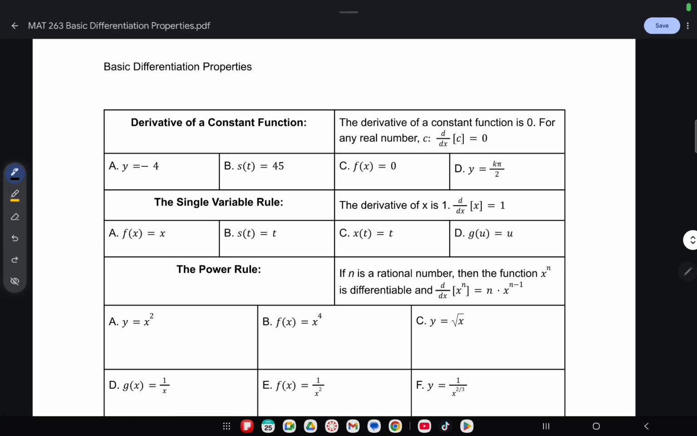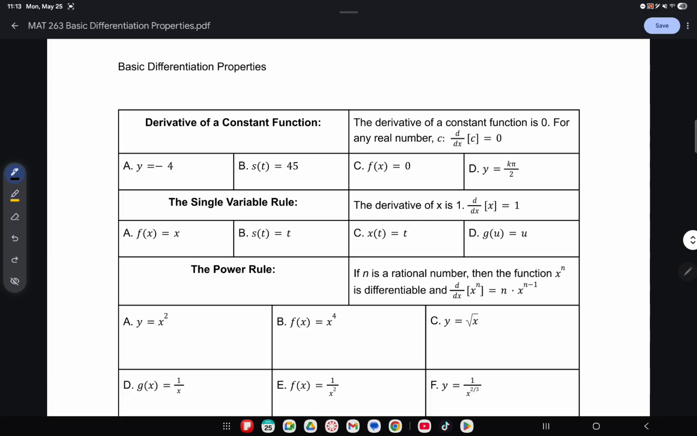Alright, today we're going to be looking at some different basic differentiation properties. So I'm going to go through some of the basic properties with a few examples here, and then we'll go into some more practice. So the derivative of a constant function, so just any number. The derivative of a constant is 0.